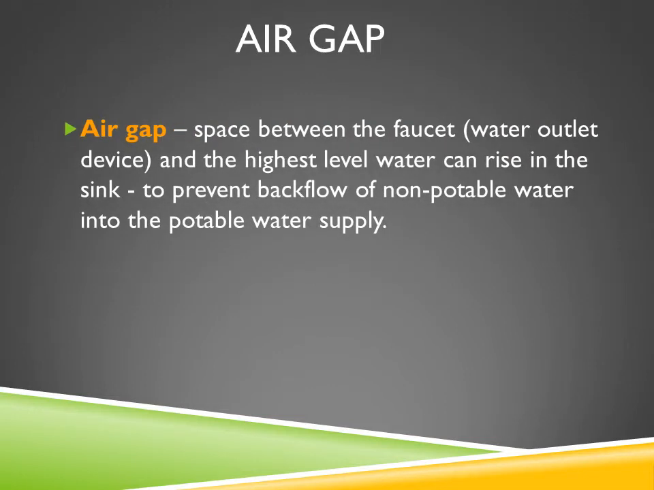So the first way to prevent that backflow or back siphonage is with an air gap, which is the space between the faucet, which sometimes they'll call a water outlet device on the exams, and the highest level the water can rise. So the faucet's dipping down, right? And you don't want it to ever be able to hit the water. So it's the space between the faucet and the highest level the water can rise in the sink. So you make sure that you have an air gap there to prevent the backflow of non-potable water into the potable water supply. So no matter how high you put the water in the sink, it cannot reach the faucet.